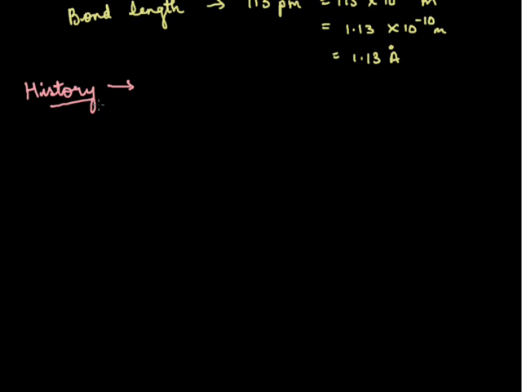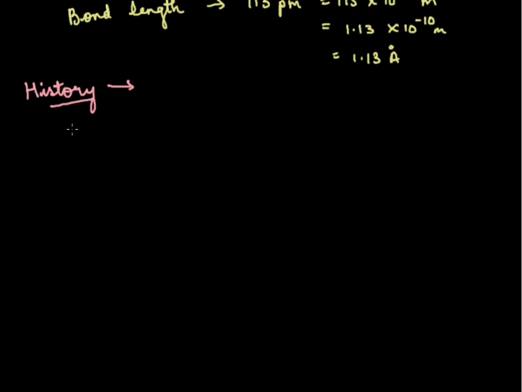Later on it was found out that it was due to the production of carbon monoxide. Because the room was closed, there was insufficient oxygen, and due to this insufficient oxygen, on combustion of coke, carbon monoxide was produced, and that was the reason which caused the death of the person. So this was about the history of carbon monoxide.